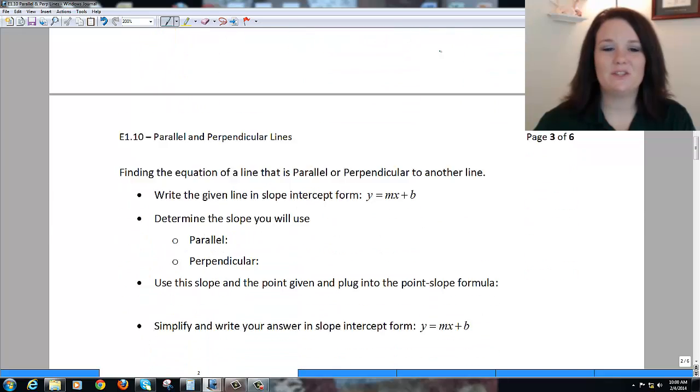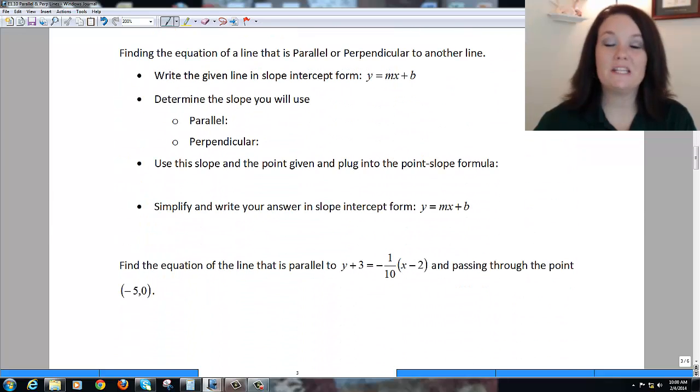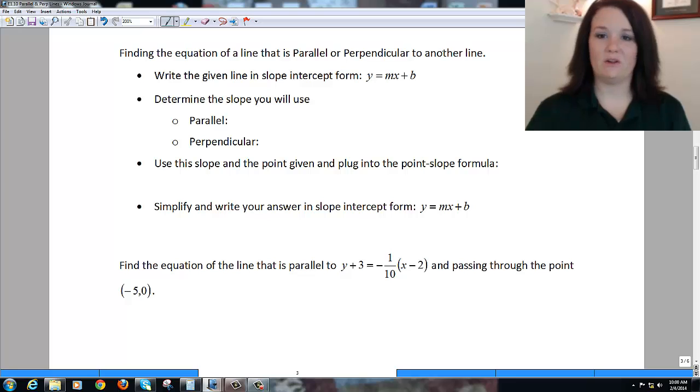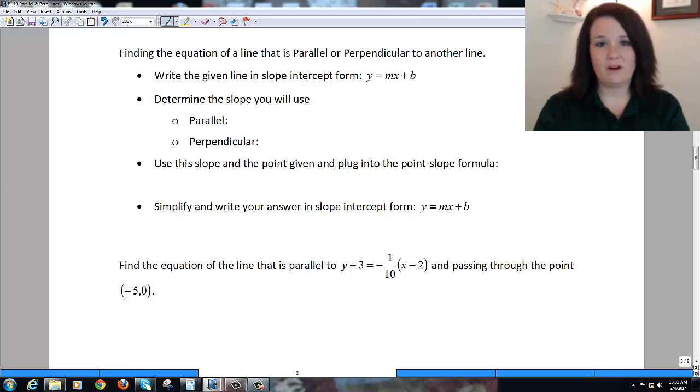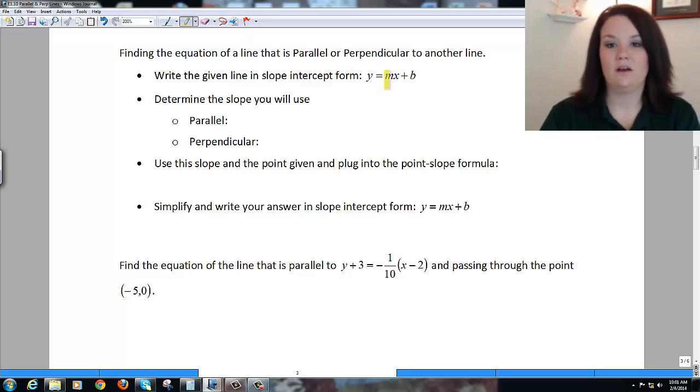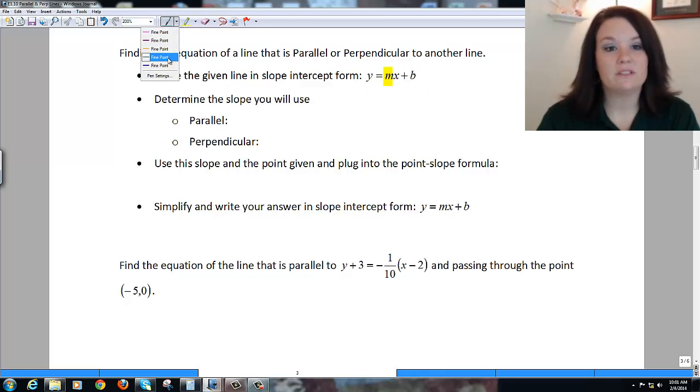The next thing we're going to do is find the equation of a line that's either parallel or perpendicular to another line. So in your homework, they're going to just give you a line, and we're going to reference that line. So we're going to use the line that they give you to figure out what our slope needs to be. Whatever line they give you, the first thing we want to do is solve for y, so that it's in y equals mx plus b. So then we can see the slope of that line that we're supposed to use.